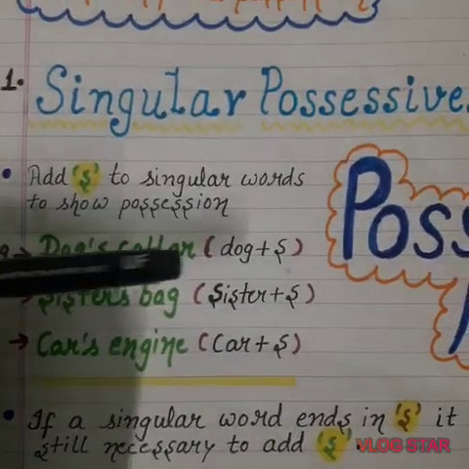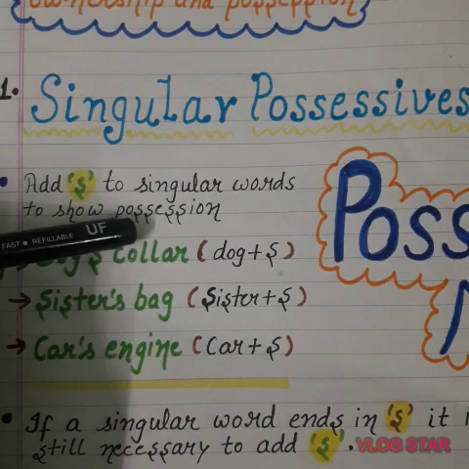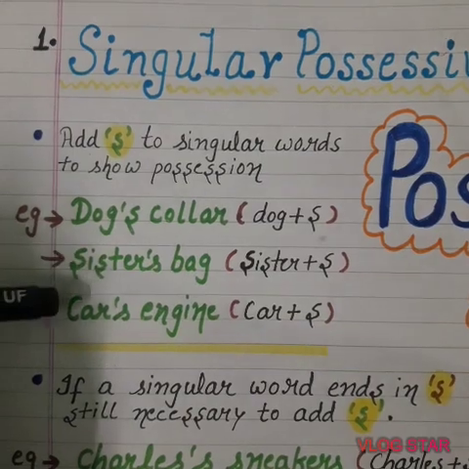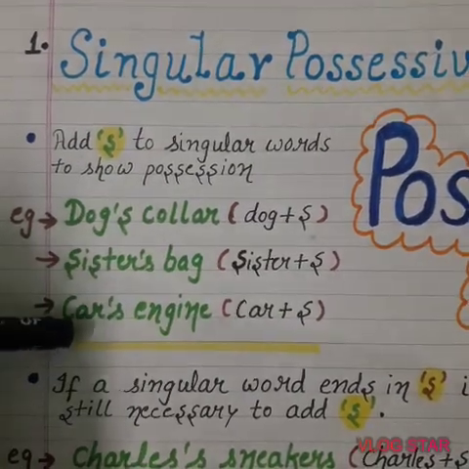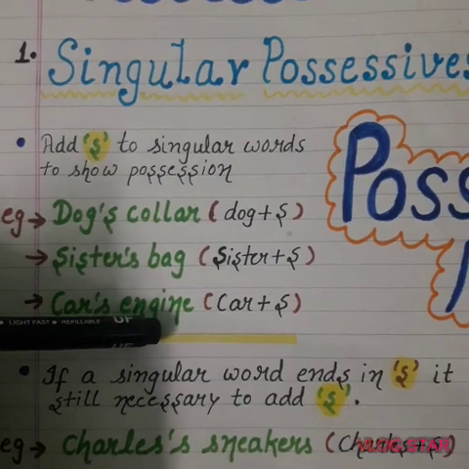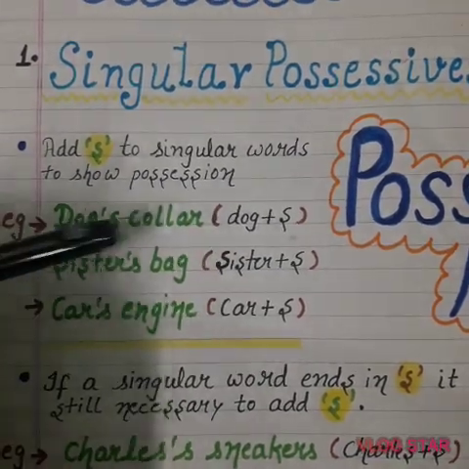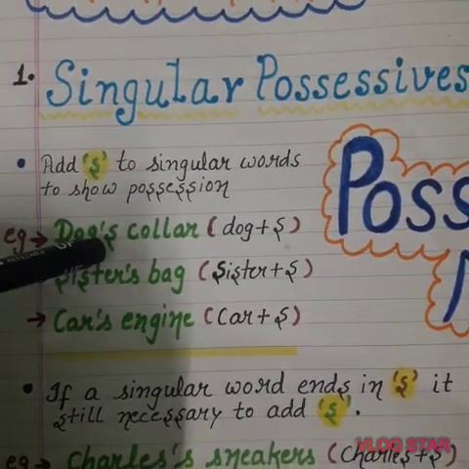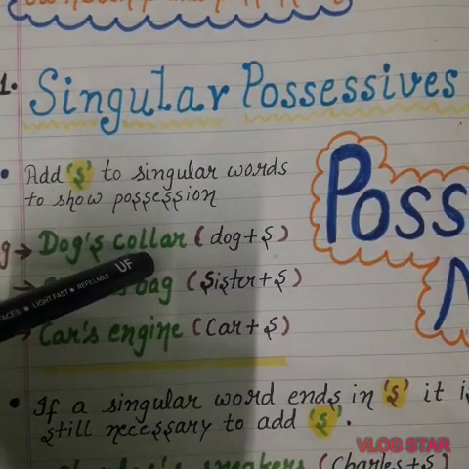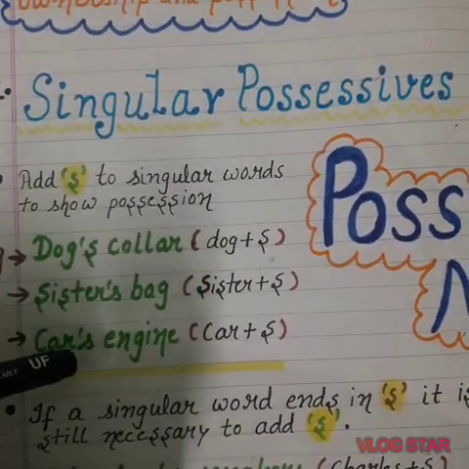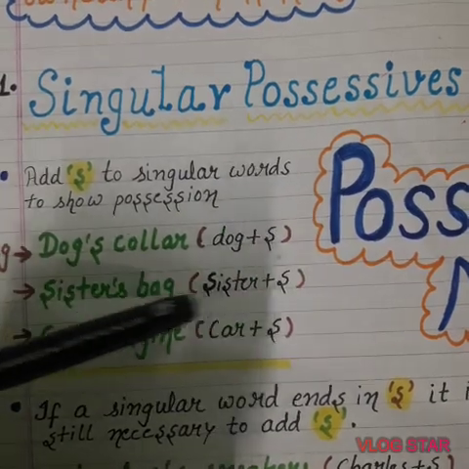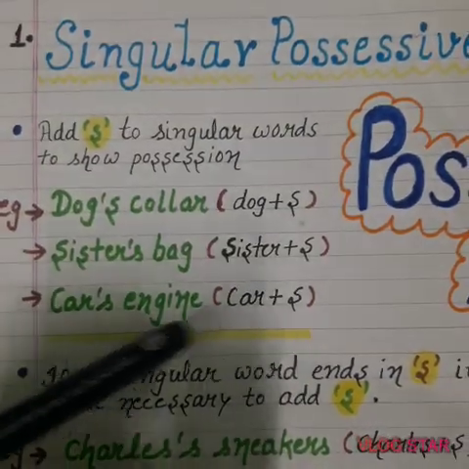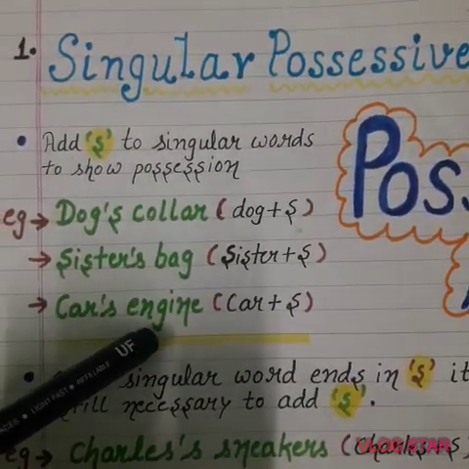Add 's to singular words to show possession. Example: dog's collar, sister's bag, car's engine. It's dog plus s. Here we have used 's to show the possession. Whose collar is it? It is the dog's collar. Whose bag is it? It is the sister's bag. So we have added sister plus 's. You can see here car plus 's, car's engine.